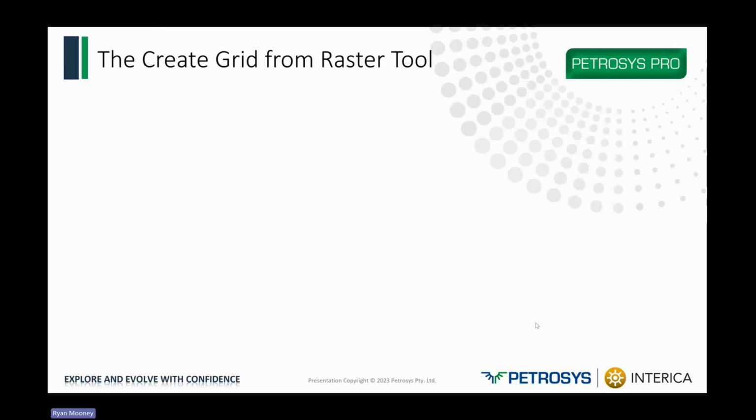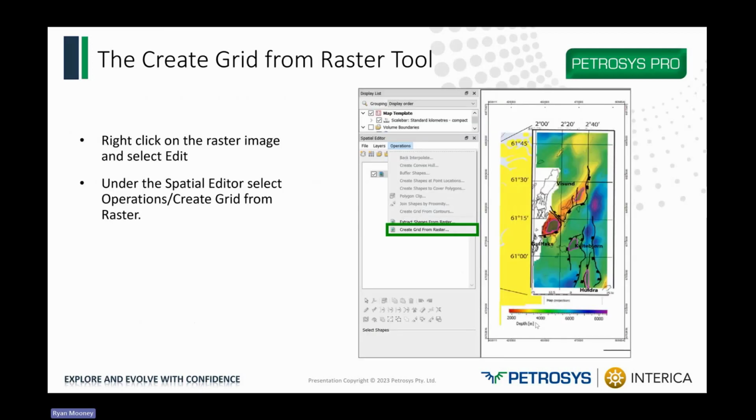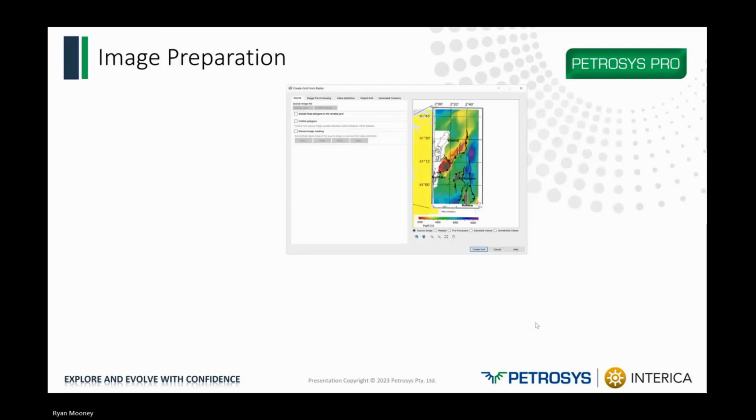So to actually start the process of extraction, you must first select your raster image and then edit so as to bring up a spatial editor. And then when you're in the spatial editor, you would go to operations and create grid from raster. And this then brings up a dialog box that has different tabs that I'll go through. So the first tab is about image preparation.